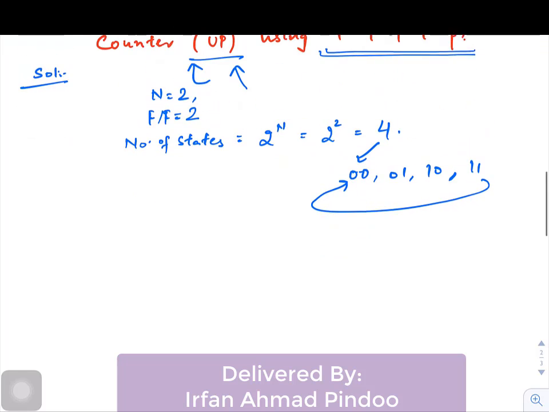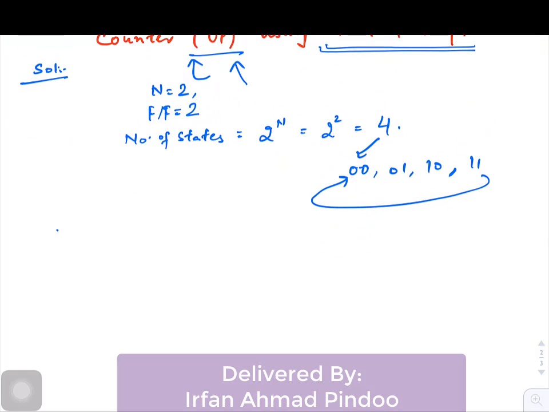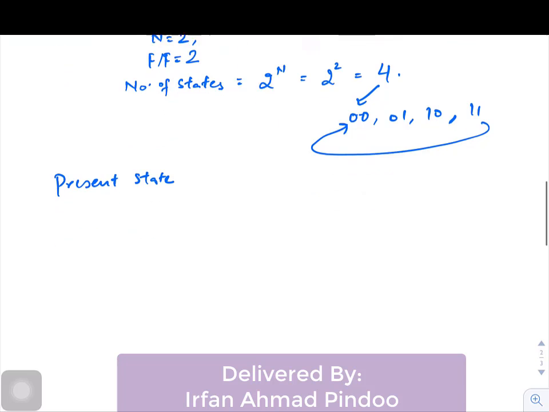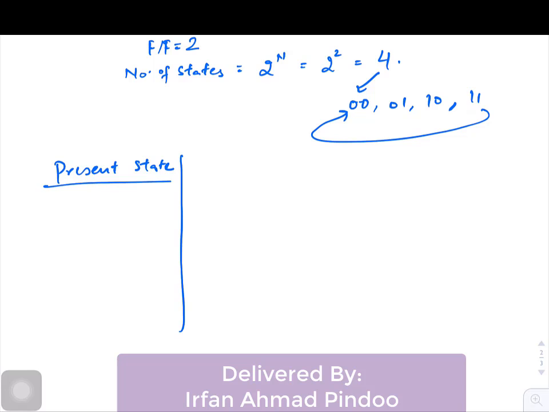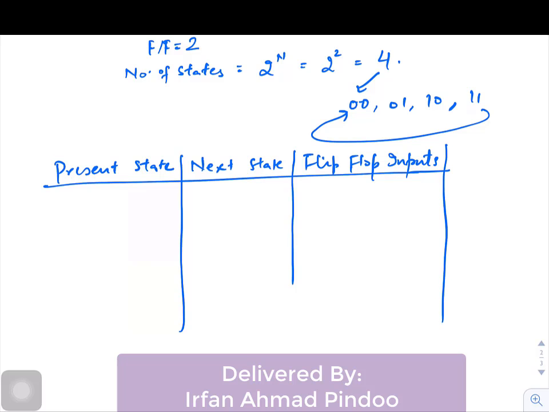Then how to design it? So you have to remember this particular procedure. You have to write present state, then you would write next state, and then you would write flip-flop inputs.